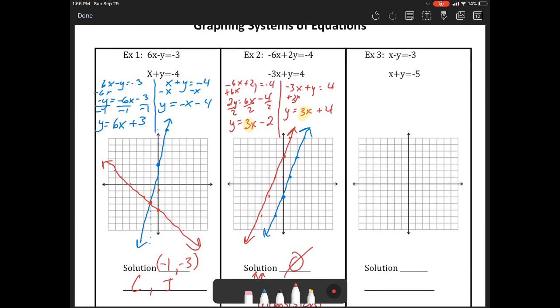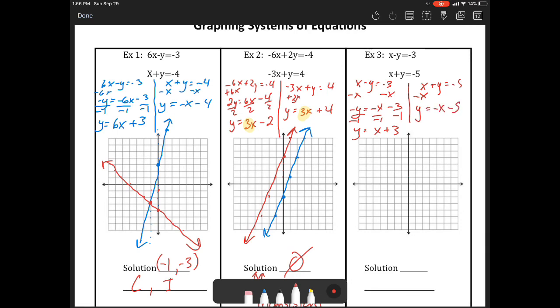Okay, so we have our last one. So we're going to split our screen again, and we're going to do x minus y equals negative 3. Minus x onto both sides, negative y equals negative x minus 3. Divide by negative so you can get that negative away from your y, and you get y equals x plus 3. Then we're going to do the same thing on this side. x plus y equals negative 5, minus x onto both sides, and you get y equals negative x minus 5.